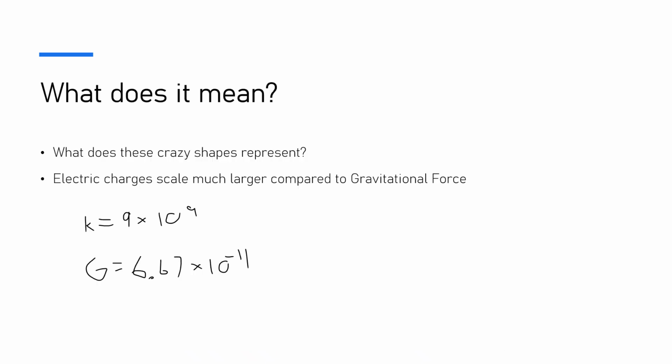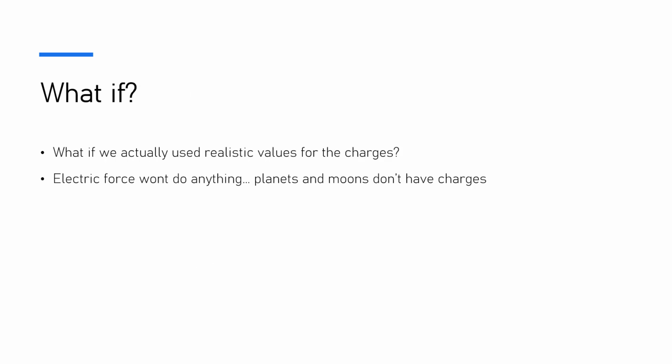So what does it mean, what are those crazy shapes? Basically just that electric forces are much larger compared to gravitational force. And we can see that with the k being much bigger than the G, about a difference of 10 to the 20. So what if we use realistic charges for our electric forces? Then the electric force won't do anything, because planets and moons still have electric charges, they're just neutral.